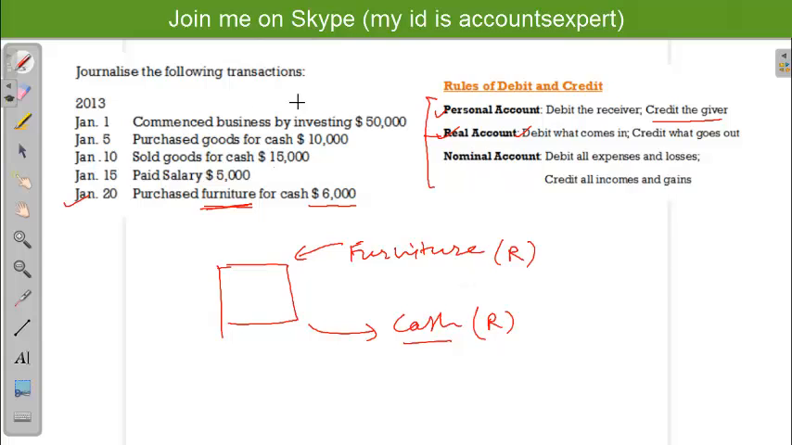Now furniture is our asset, so furniture is a real account and cash is also a real account. So furniture and cash both are real account. And now the rule of real account is debit what comes in, credit what goes out. And furniture is coming in the business due to this transaction, so we will debit the furniture account, and cash gone out from the business, so we will credit the cash account. So to record this transaction in the books of accounts, we will debit furniture account and we will credit the cash account.